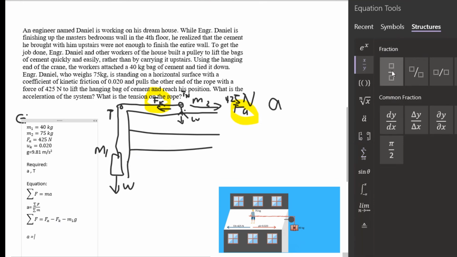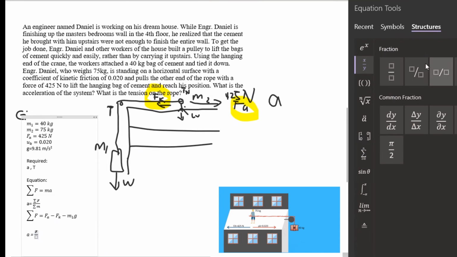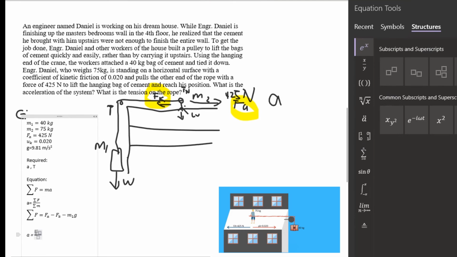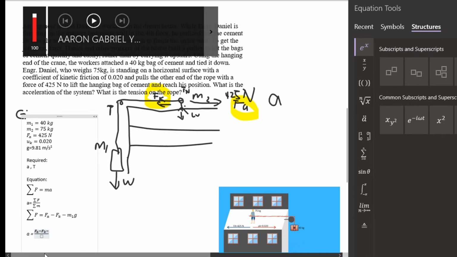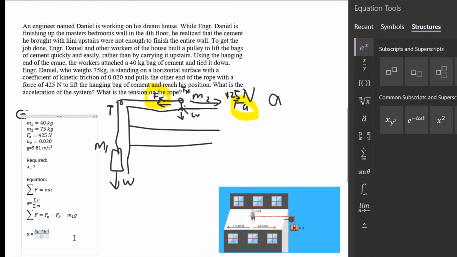So it will be like this. Acceleration is equivalent to F sub A minus F sub k minus m sub 1 g, all over the summation of masses, which is m sub 1 plus m sub 2.